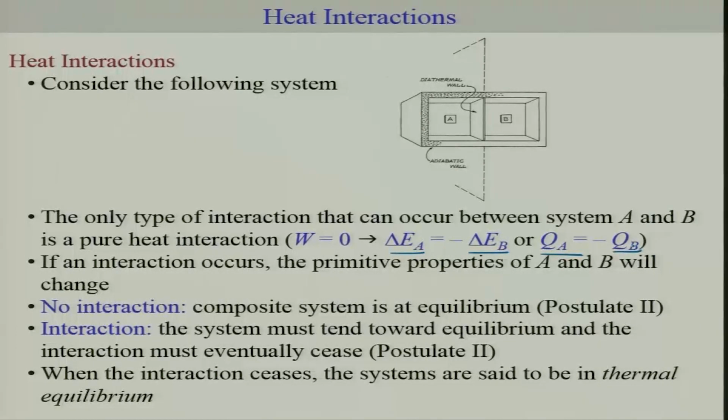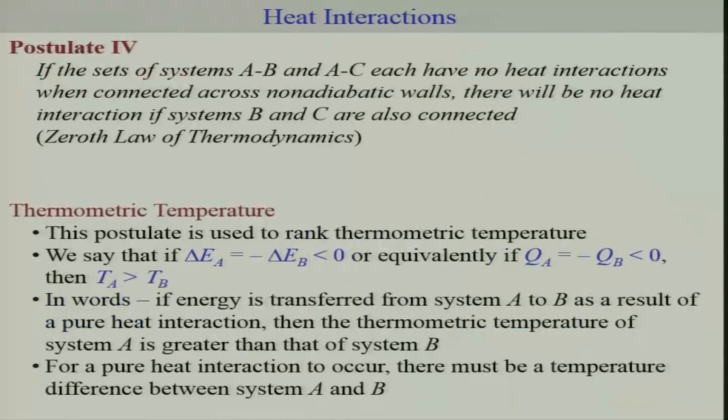So what we are saying is that when the interaction ceases, after some time the composite system will be at equilibrium. That is the fourth postulate, and that is what we are trying to say: the system must tend towards an equilibrium state and interaction must eventually cease. In that case the system would be considered to be in thermal equilibrium. That is another way of putting things, making use of these properties or postulates.